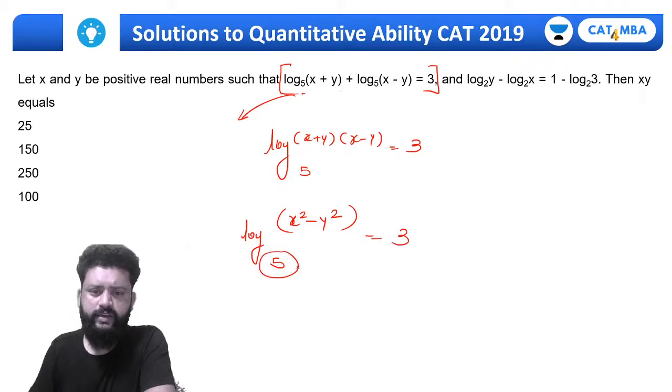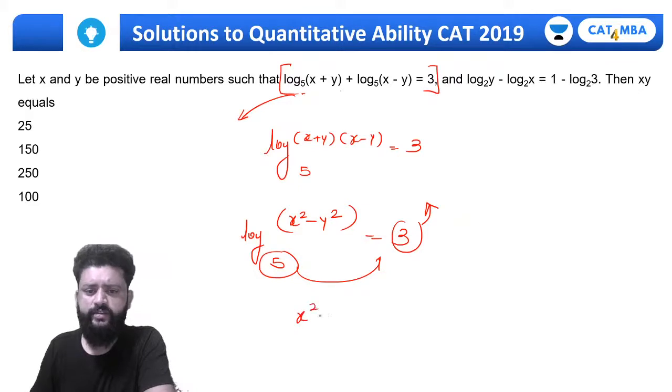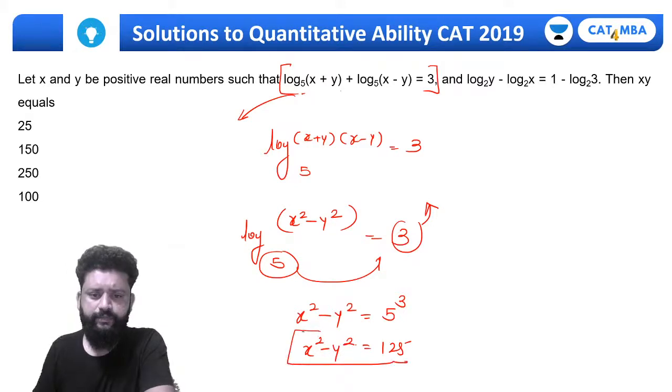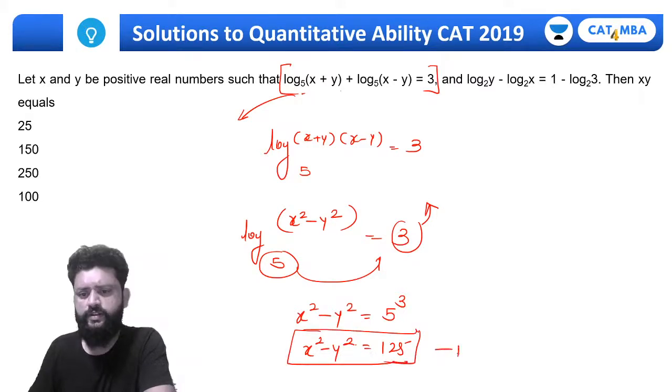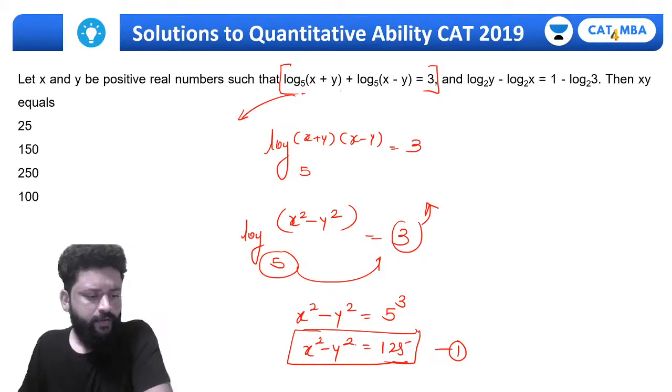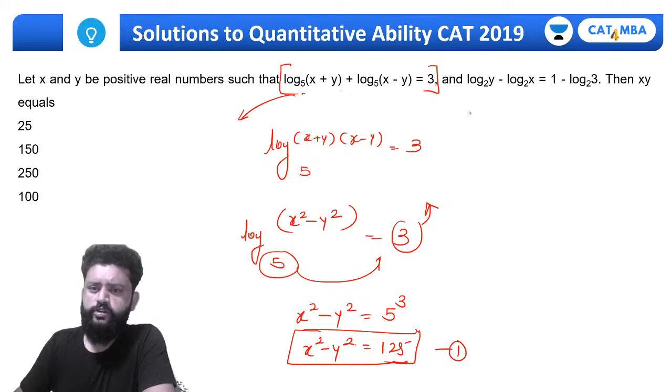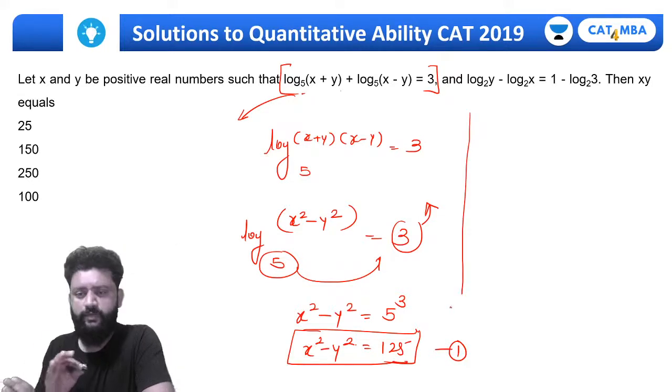And what I can do, this 5 I take to the other side, 3 goes up, so I can get the value of x square minus y square is equal to 5 cube. 5 cube is 125. So x square minus y square is 125. First equation I'm getting here. Right, a really simple question on logarithm. Just you need to use the laws of logarithm properly.